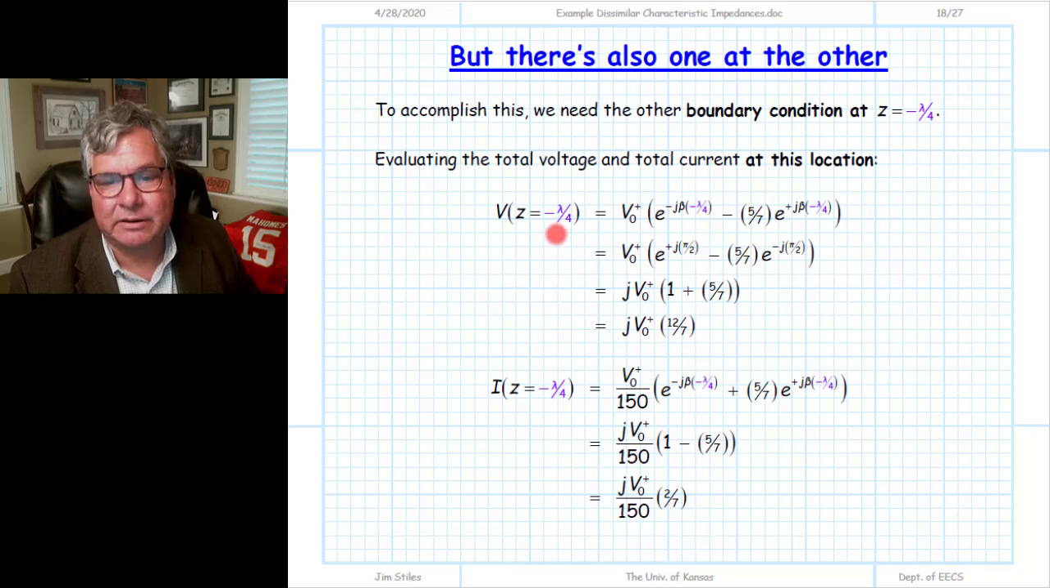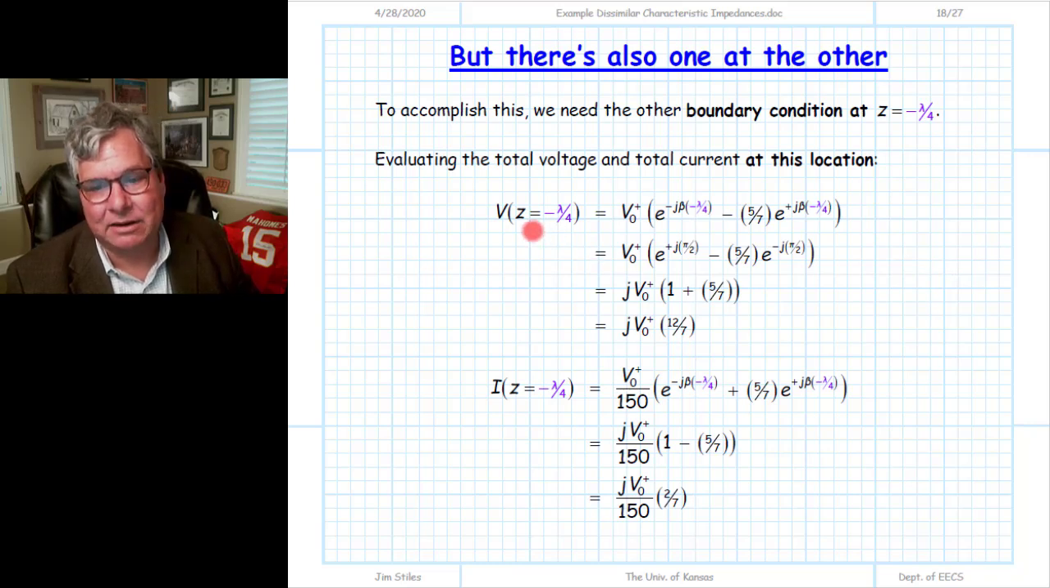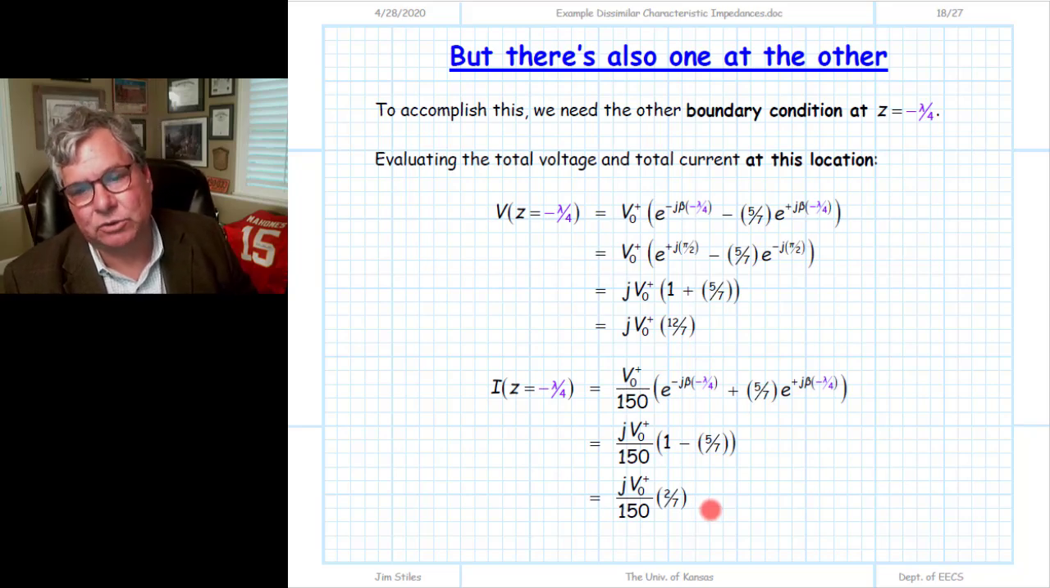Let's go through and evaluate the total voltage at that end of the line, and we get this result, again in terms of V0 plus. Likewise for the total current, when we evaluate, we get a result in terms of V0 plus. So now we know the voltage and the current at the end of the line where the source is attached, where that matched source is attached.